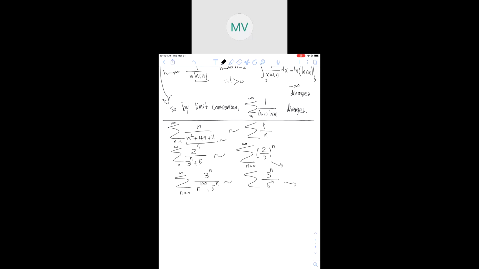So is the last one just the geometric series? Yes. Yeah, the last one is 3/5 to the n again. So this one is a geometric series with ratio less than 1. So this one converges, and so the original one converges too.